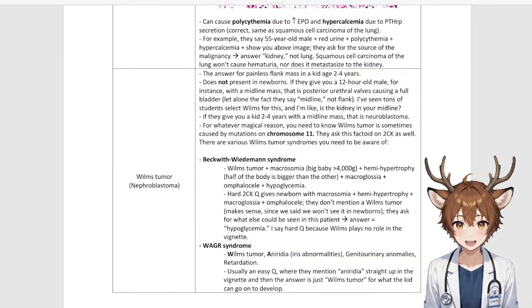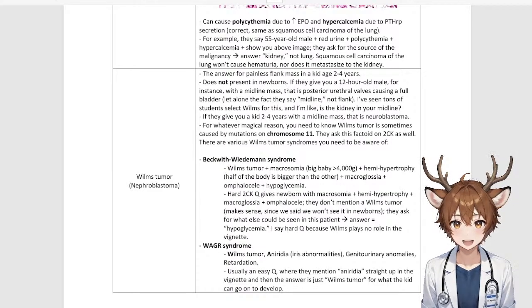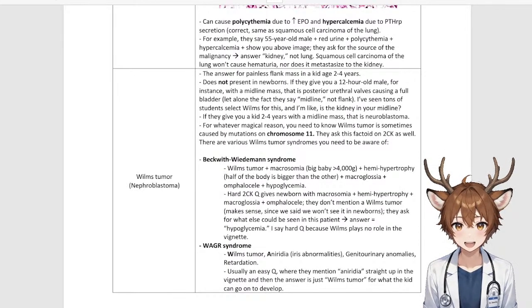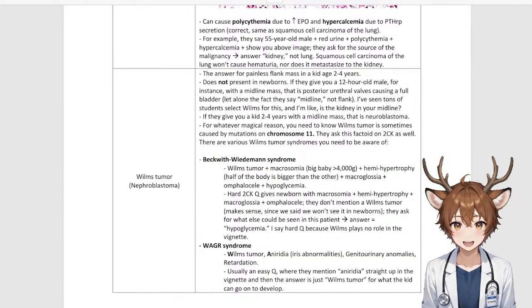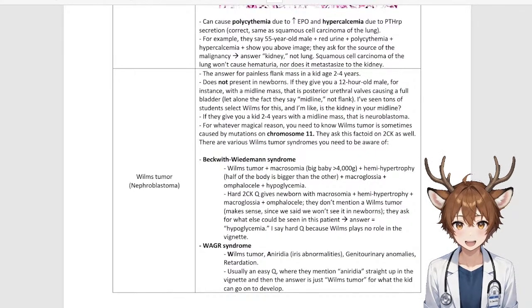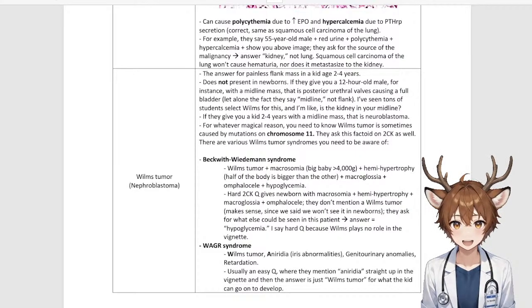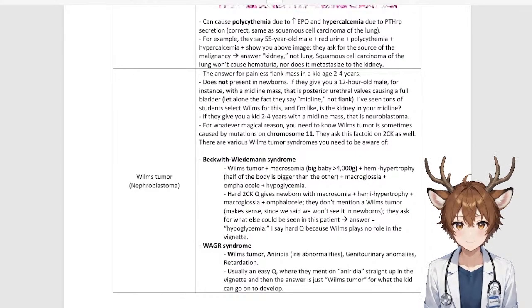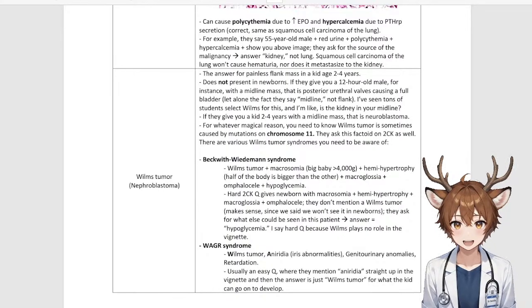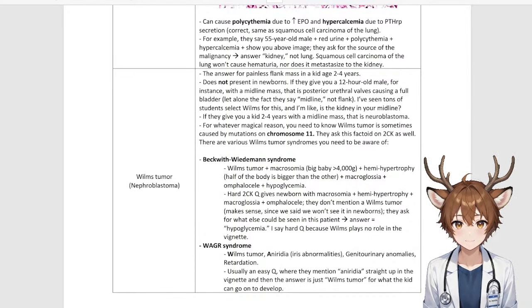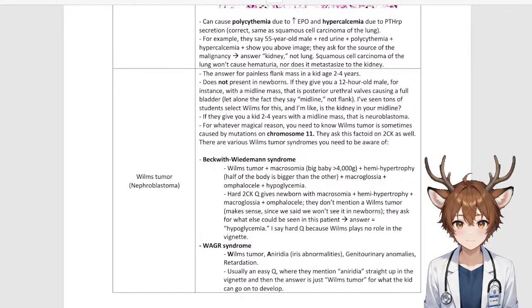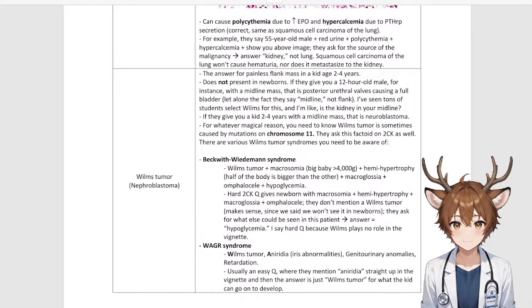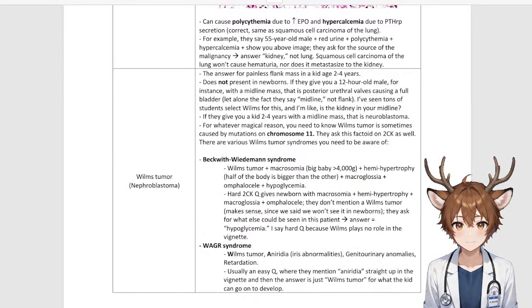They say neuroblastoma. I mean nephroblastoma. That must be a mischaracterization. They mean nephroblastoma. For whatever magical reason, you need to know Wilms tumor is sometimes caused by mutations on chromosome 11. They ask this factoid in 2CK as well. There are various Wilms tumor syndromes you need to be aware of. I'm going to go confirm, because they said nephroblastoma is part of that answer, but they say neuroblastoma. I think it's Wilms. It's almost certainly nephroblastoma, but I might be wrong. Nope, it says nephroblastoma.